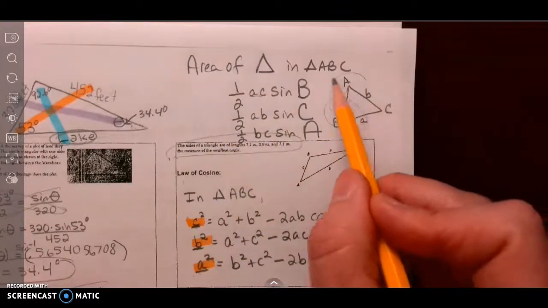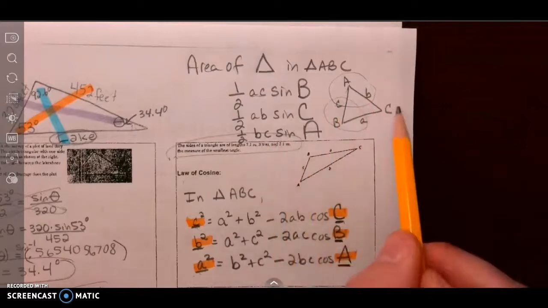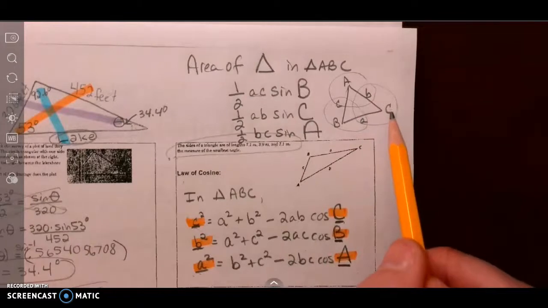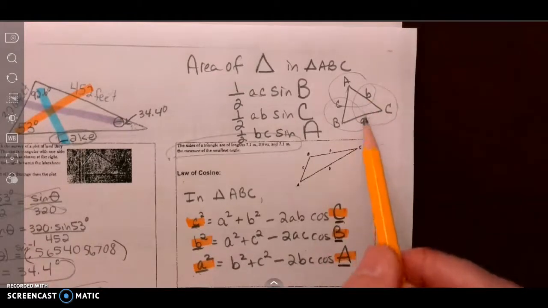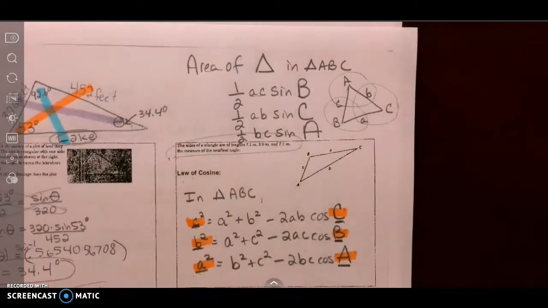So when you know this information, you can find the area of a triangle. Or if you know this corner of information, angle C and sides A and B. So this is the area of a triangle formula. And I want you to see how we could use that.